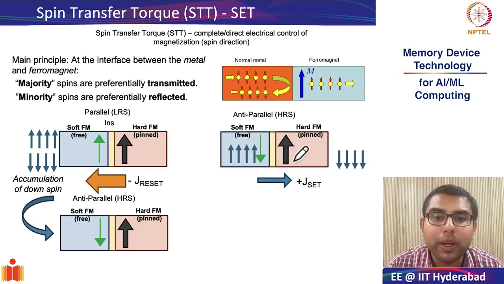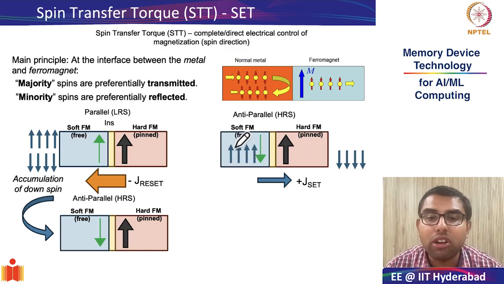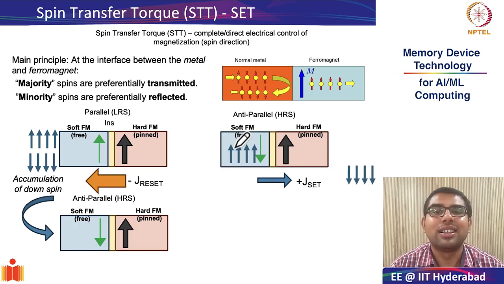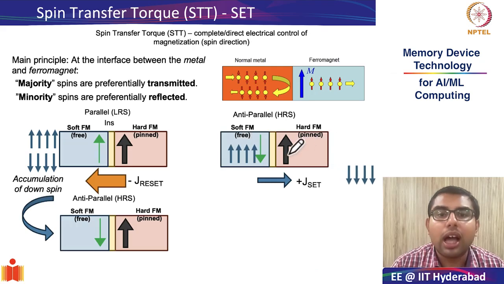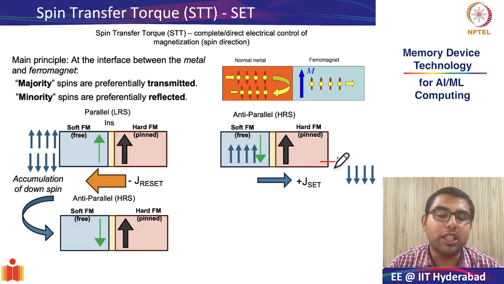Whatever had the same spin configuration as that of the pinned layer was easily transmitted. Let me show you again. See, this is easily transmitted. However, whatever has opposite spin configuration to the hard ferromagnetic layer gets bounced off right from this particular interface.